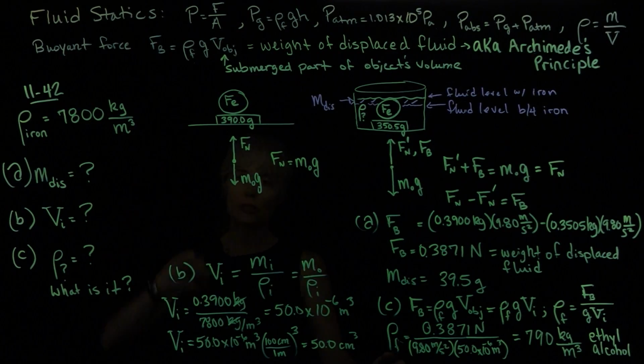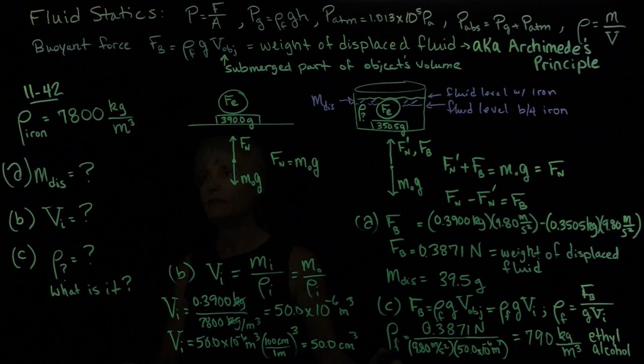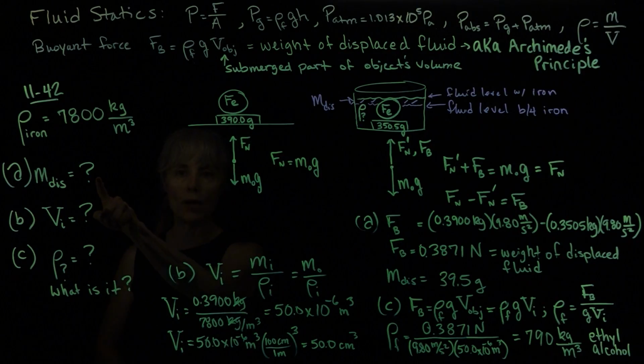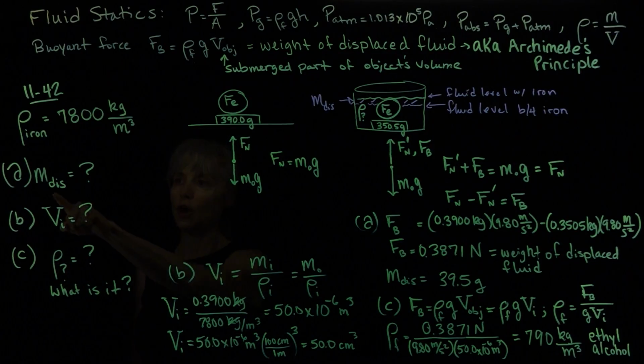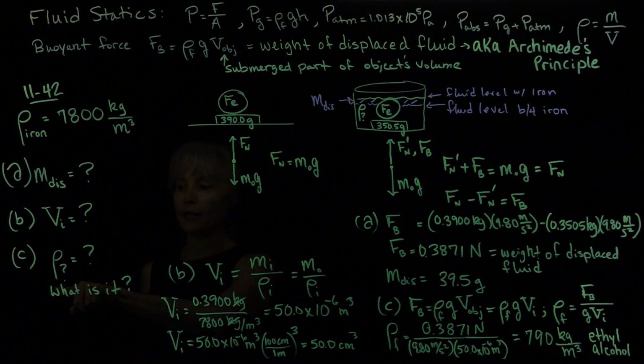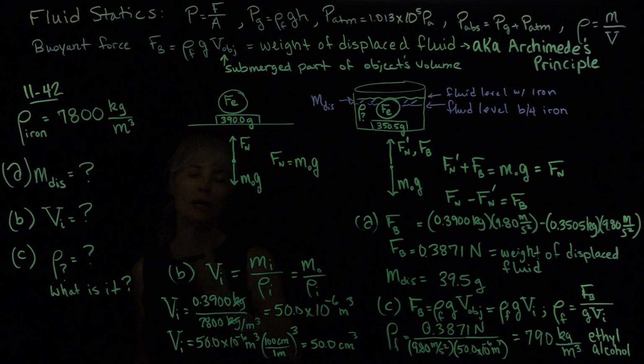So I've gone and looked up the density of iron. It's 7,800 kilograms per meter cubed. You can look that up in the textbook. And I have also written down the three things that we seek. So we want to know what is the mass of the displaced fluid. It's very common to just write this as M_dis. Dis stands for displaced. V_I is the volume of the iron. And rho question mark is the density of the unknown fluid. And then we want to identify what it is from table 11.1, where some common densities are listed.